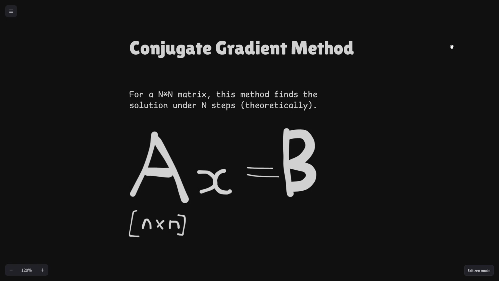Hey guys, in this video we will be looking at the conjugate gradient method. It is a method for finding the solution to linear systems under the minimum number of steps. So for an n by n matrix, in this case the matrix A, we can find the solution to this equation under n steps. That is a great improvement in comparison to other methods like the Jacobi method and the Gauss-Seidel method. First we will see how this method works and then we will implement this in C++23.